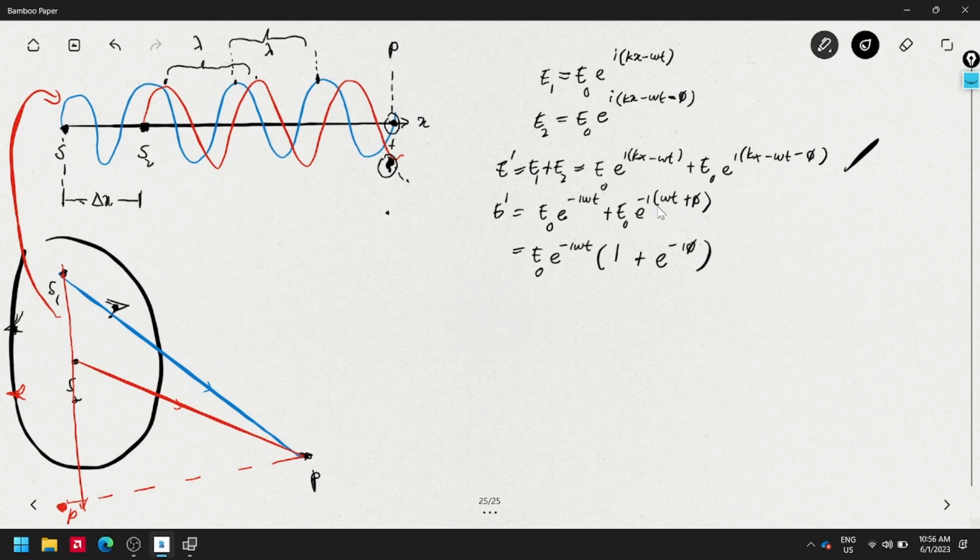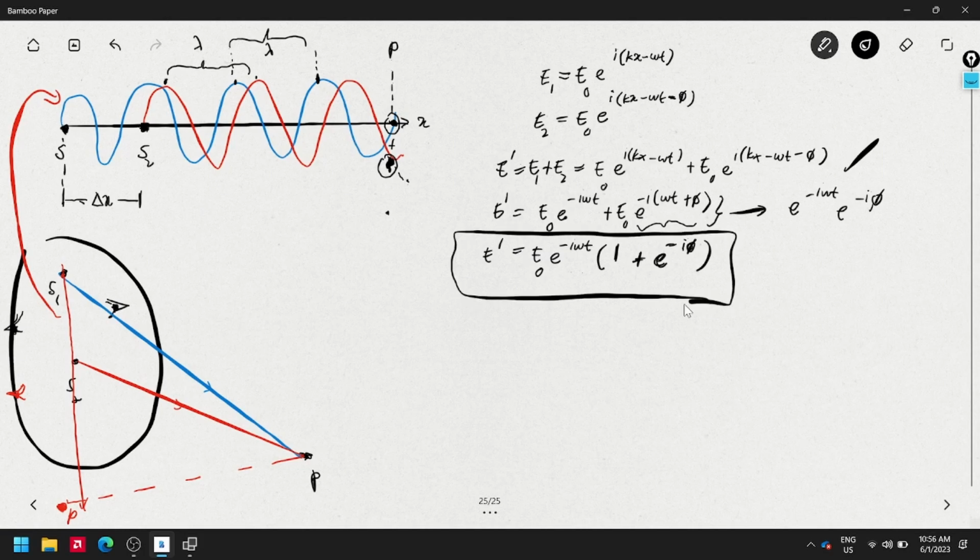Because this one can also be written as e^(i omega t) times e^(i phi), like that. So I have this one inside here, and then I have this one. I've just pulled this one and this one outside over here, so I'm left with this one. So this is the resultant wave. I hope you can relate this.